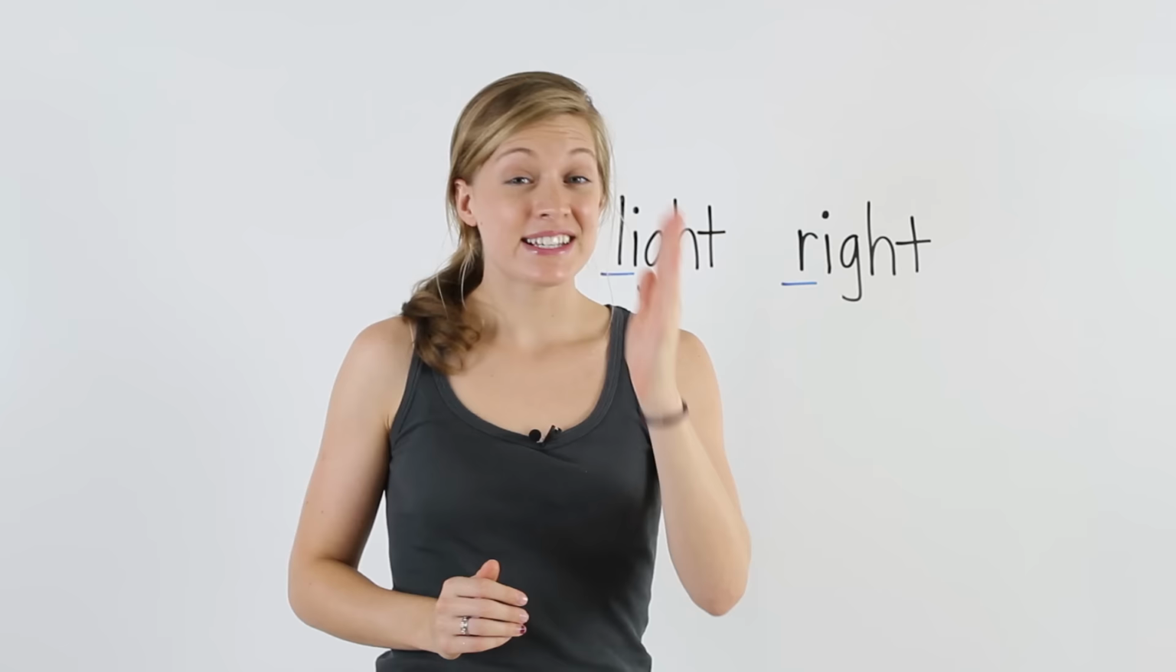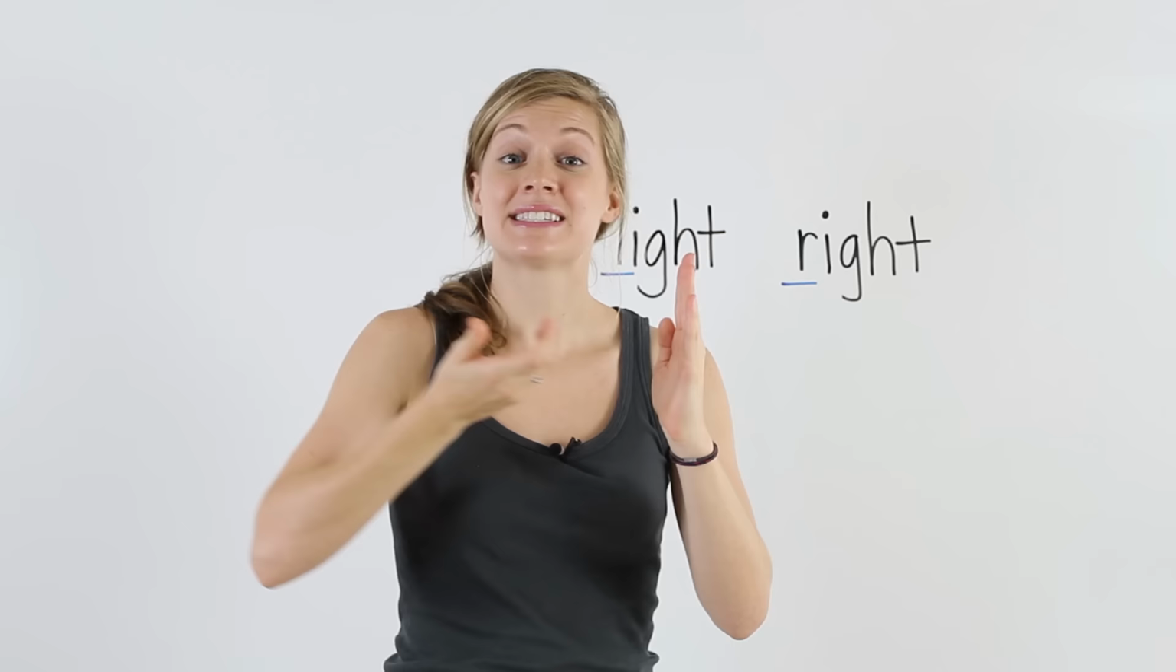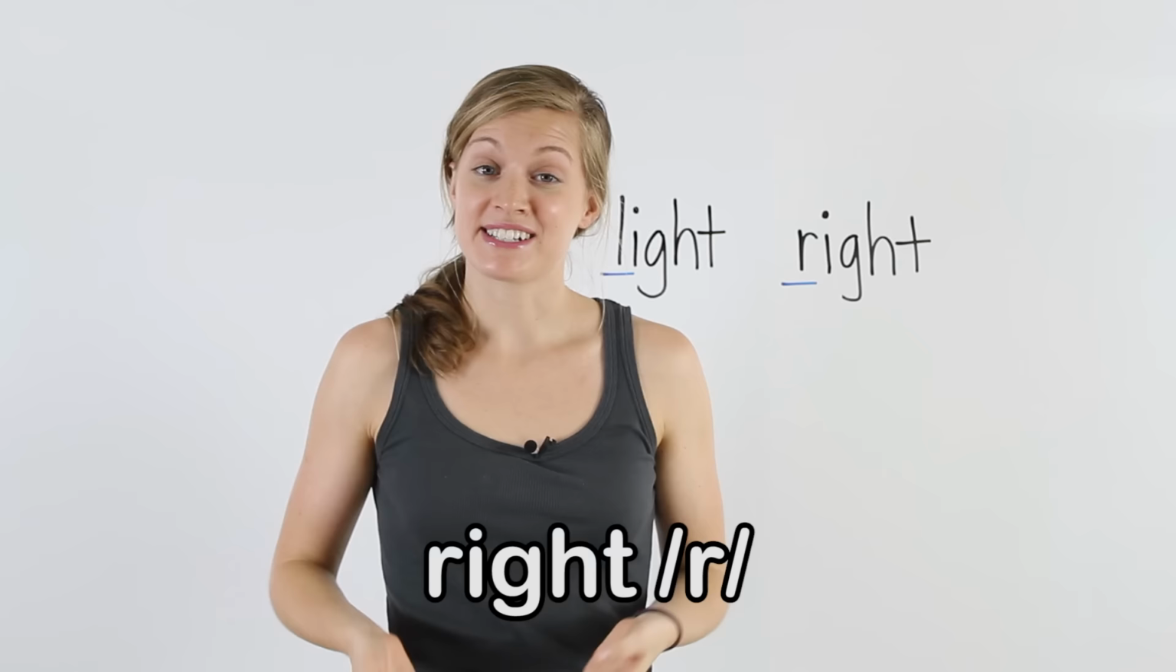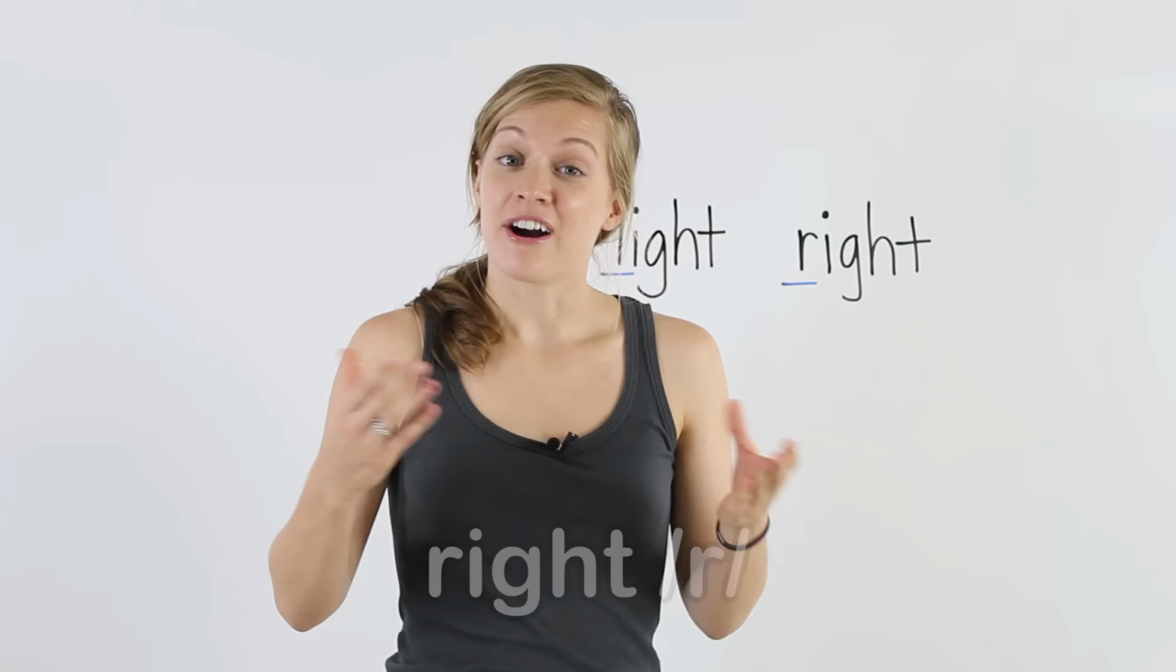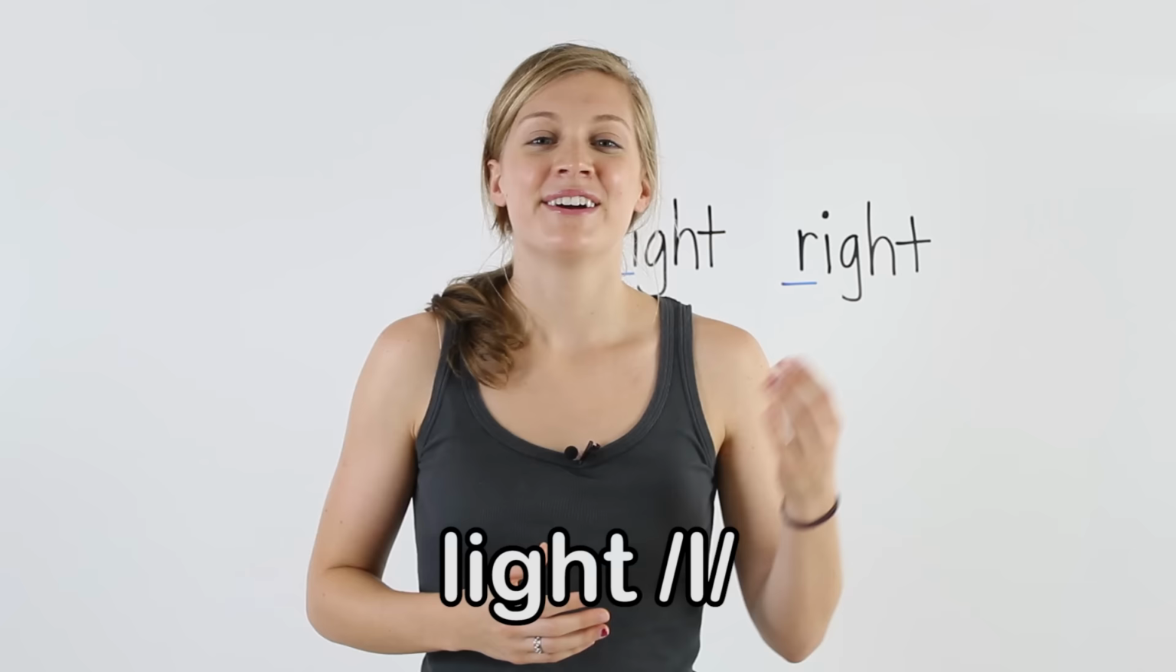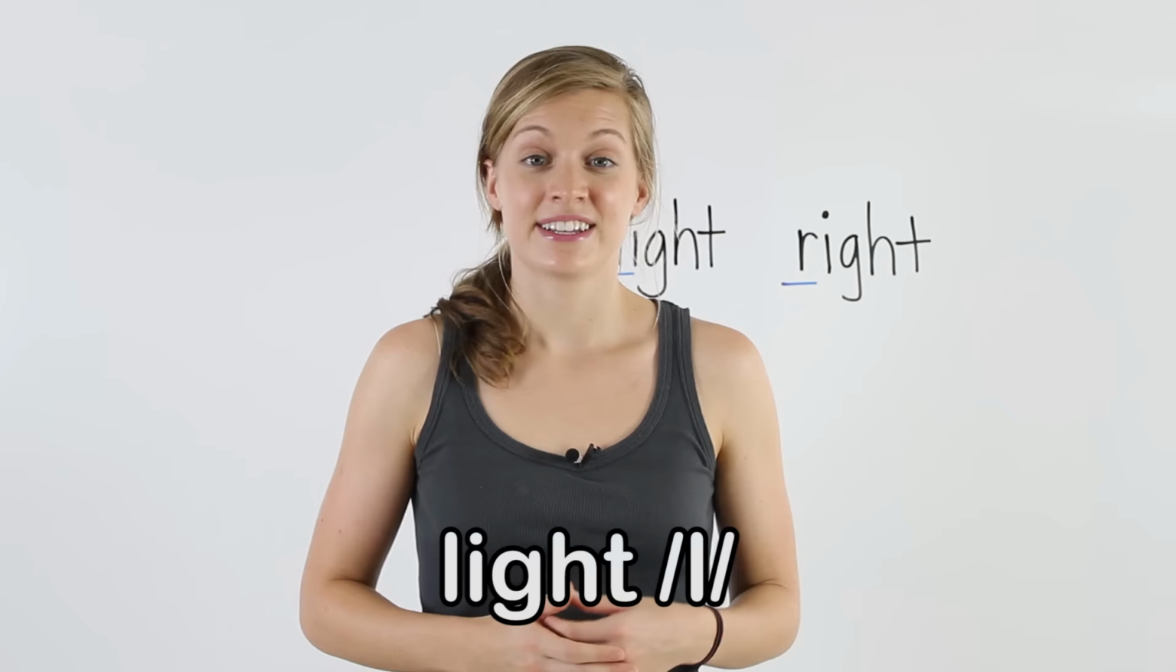Now our other sound, right, is very different. If this is the back of my teeth, my tongue is not touching and it's actually curved up a little bit, but I still pull back. Right. Right. Let's practice together. Right. Right. Okay, well now let's compare. We have light. Right. Light. Right. I know these are hard sounds, so we should probably keep practicing with some minimal pairs.